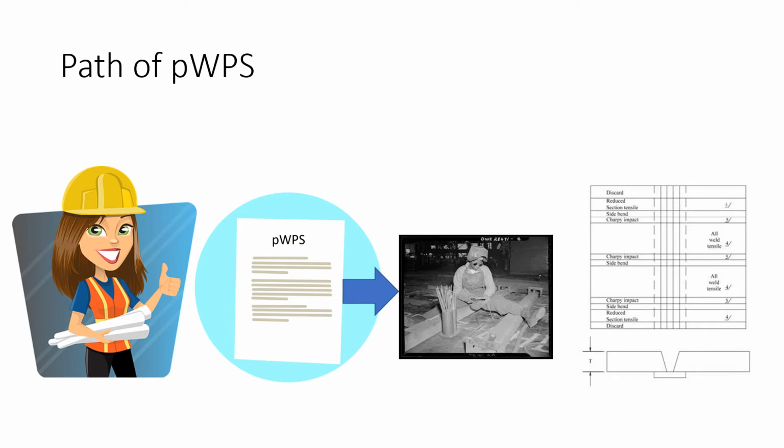And then we'll send it to a lab. But we'll get into that later on when we talk about PQRs. And the thing that we need to remember is with a pWPS, this is work instructions for the test plate only. We don't use this for construction or manufacturing or anything else. This is a one-trick pony. We weld the test coupon with it, and then we're done with this document. So this is the path and the life cycle of a pWPS.